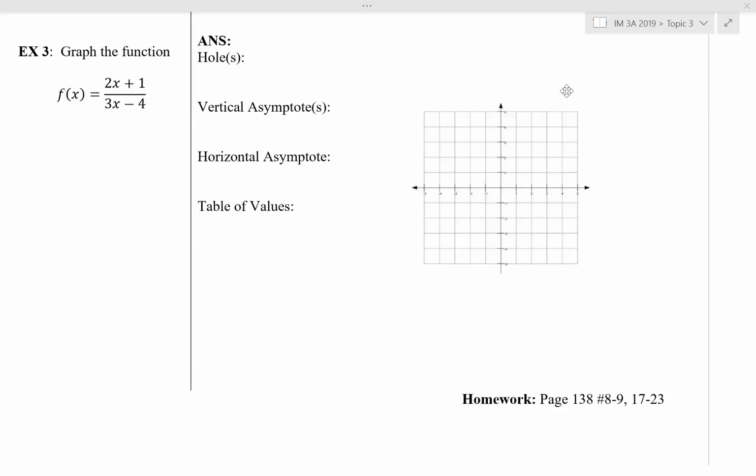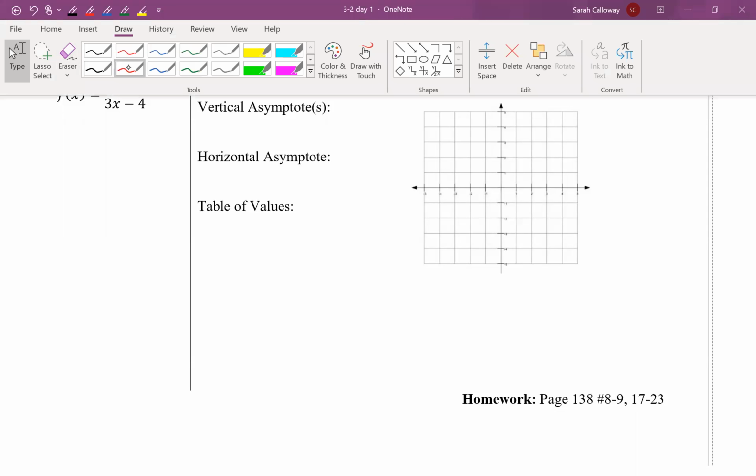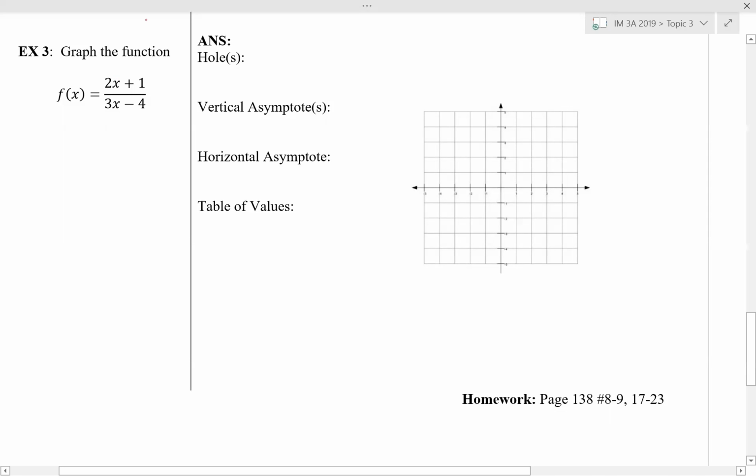In this example, we're going to graph a rational function with linear polynomials in the numerator and denominator. When we're graphing a rational function, we want to look at three different things. We want to look at whether there is a hole, a vertical asymptote, and a horizontal asymptote.